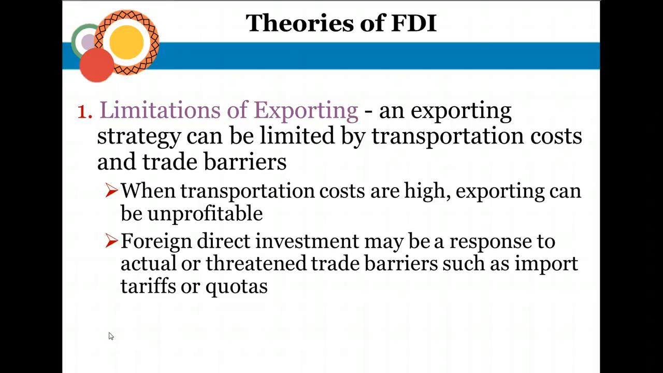Let's talk about some theories. Limitations to exporting. Exporting has its advantages and disadvantages, so you might ask, why does a firm go to the trouble of establishing operations abroad through foreign direct investment when two alternatives, exporting and licensing, are available for getting their products into foreign markets? Well, exporting, of course, involves producing goods at home and shipping them to a receiving company for sale, and licensing is granting a foreign entity the license, or the right, to produce and sell a firm's products in return for a royalty for every unit sold.